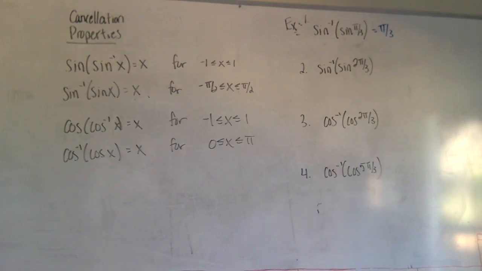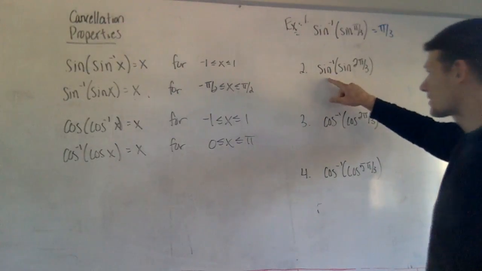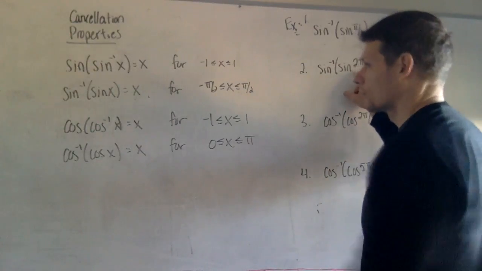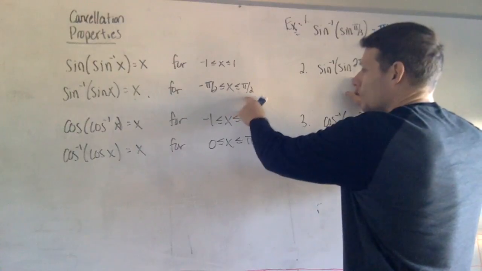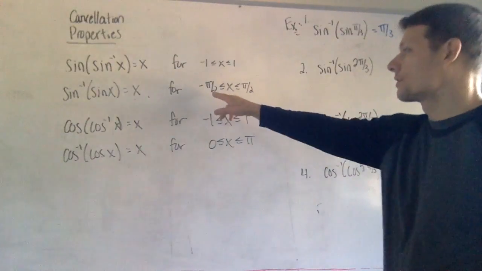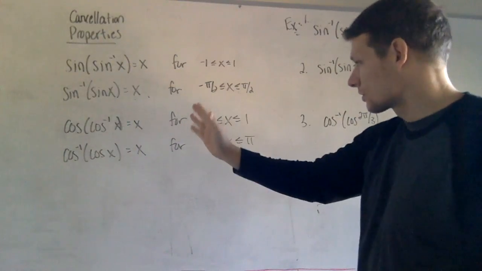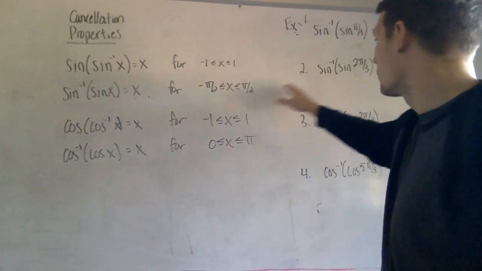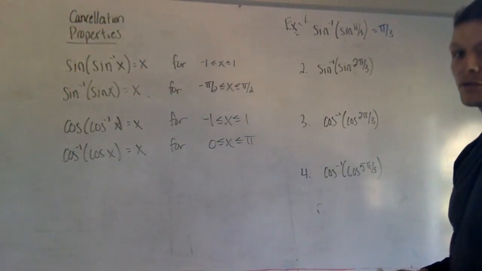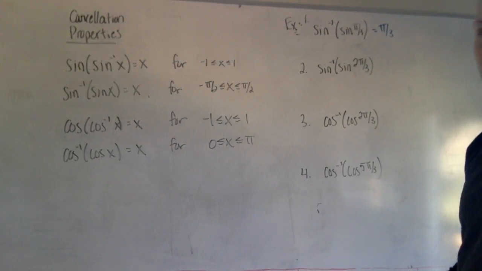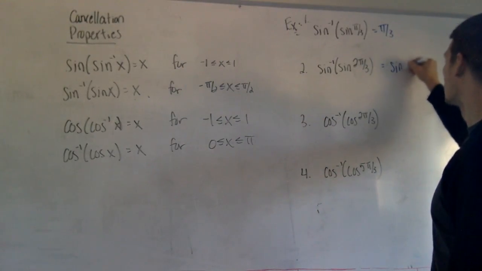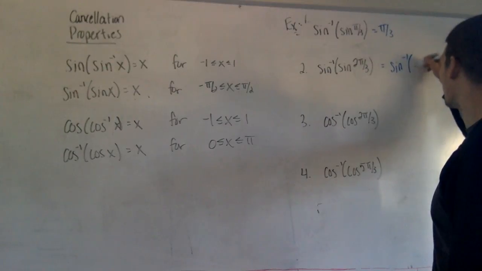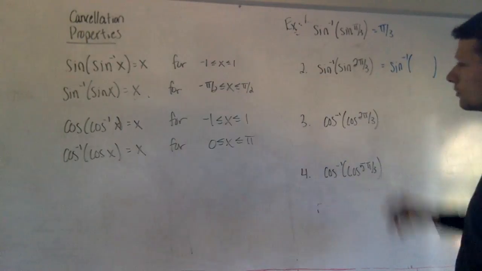Now, suppose I have this one, sine inverse of sine of 2 pi over 3. Now, 2 pi over 3 is not between these two, right? So this is quadrant 4, going backwards to quadrant 1. 2 pi over 3 is not in that. So the first thing you have to do is calculate what sine of 2 pi over 3 is. So this is equal to sine inverse of whatever we find sine of 2 pi over 3 to be.